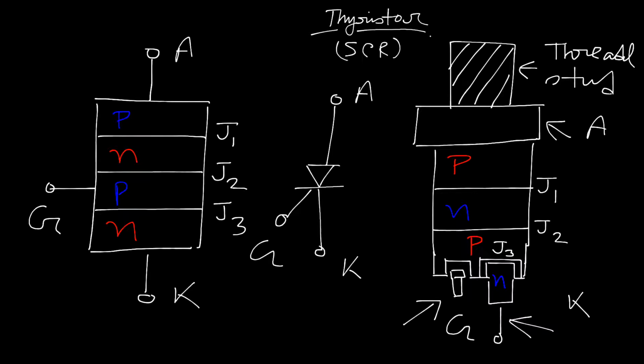Which is normally used for tightening the total construction or structure, as well as for application purposes, where it can work as a heat sink. Okay, so this is the total construction of the thyristor. In this particular type of construction, see it very carefully.